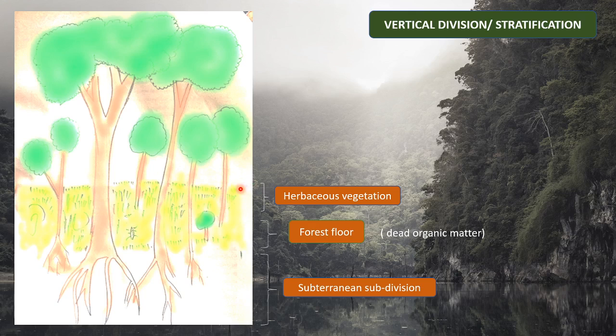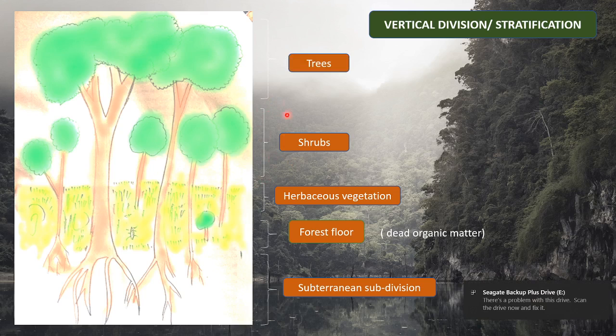So up to this it would be herbaceous vegetation, and then follow the shrubby plants. So up to this layer it would be shrubs, right? And then follow the next, which are the trees. So the topmost layer of a vertical division are the trees. So this is a vertical division of a typical forest area, a typical tropical forest area.